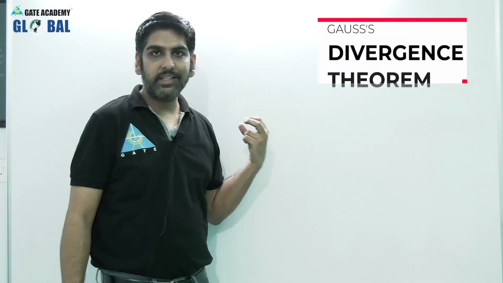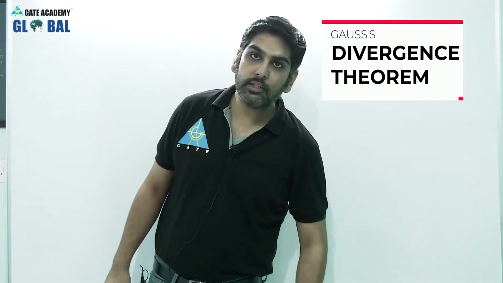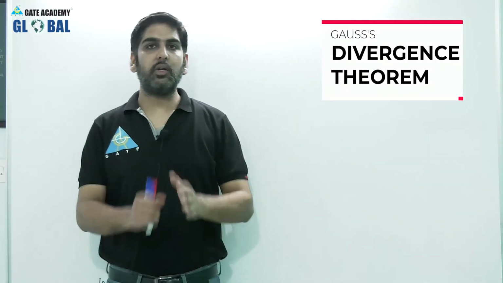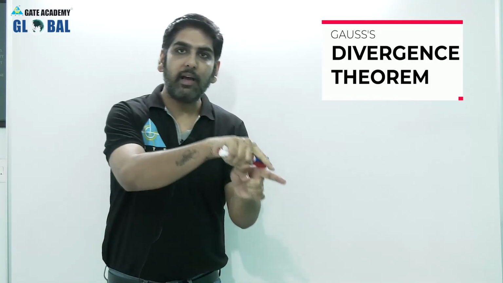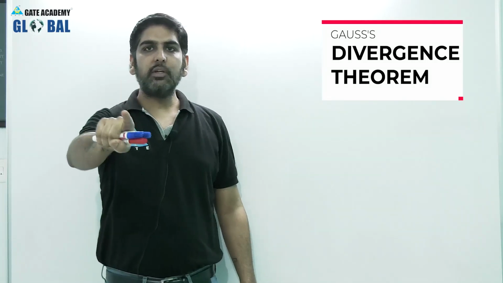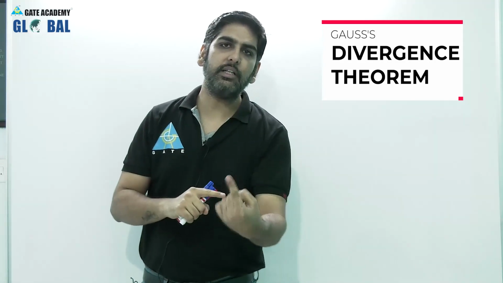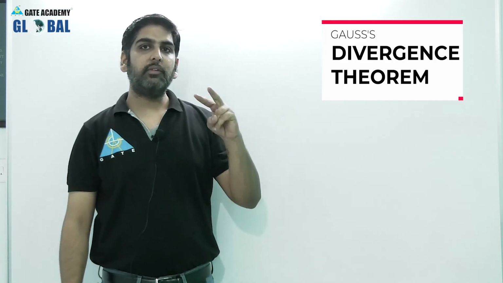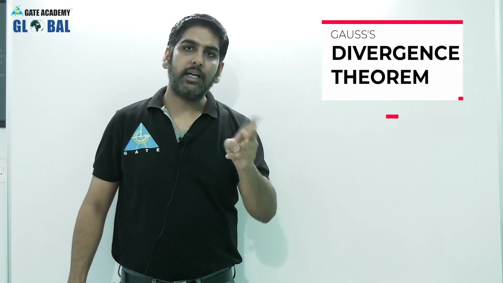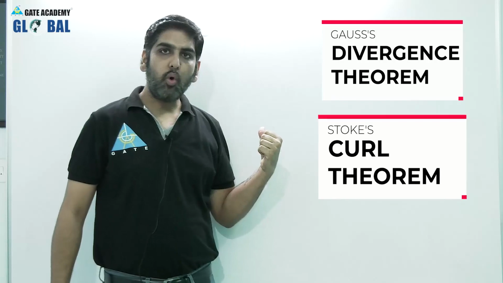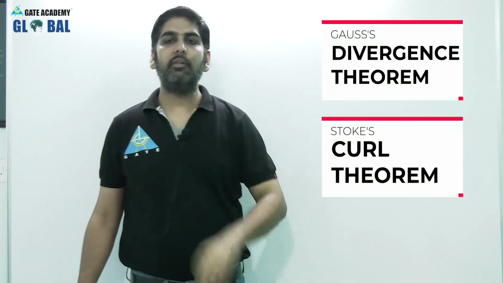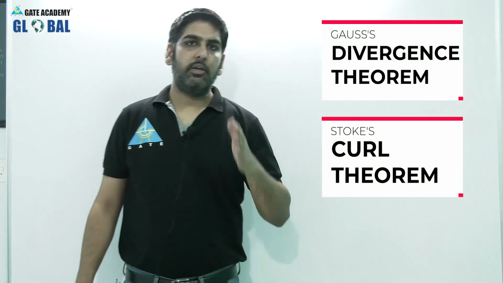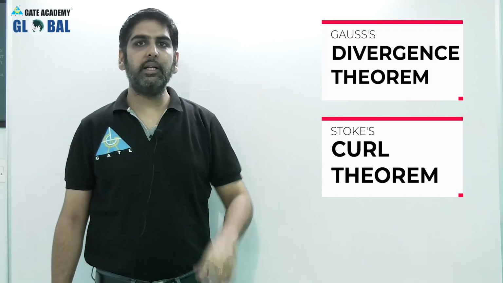In vector integral calculus, my dear students, we have 2 basic theorems. The very first is Gauss divergence theorem. The Gauss divergence theorem is related with divergence, and after that we have another relationship for vector integral calculus. We have the relationship between single and double integral. So we have the Stokes curl theorem. So here we will use curl, right? So divergence and curl both are really important.